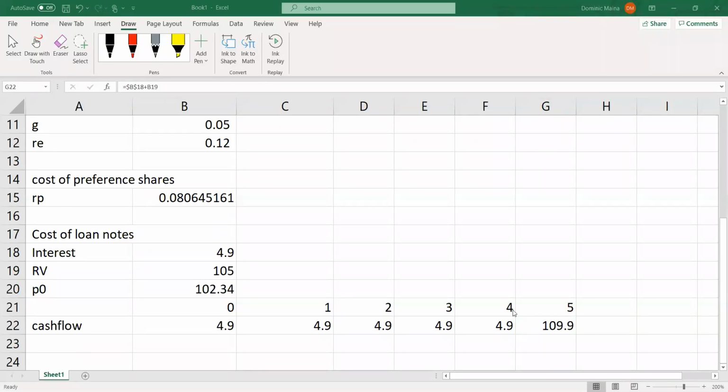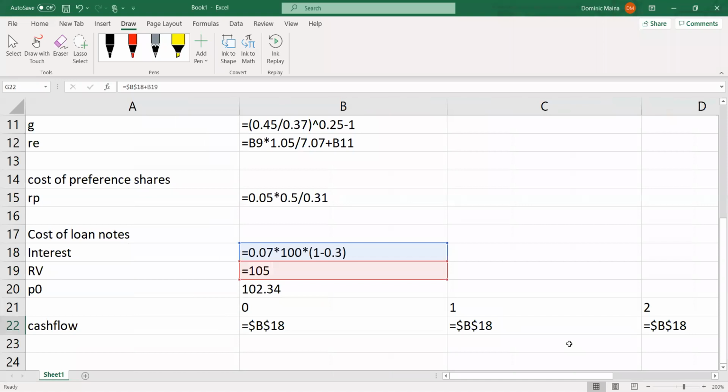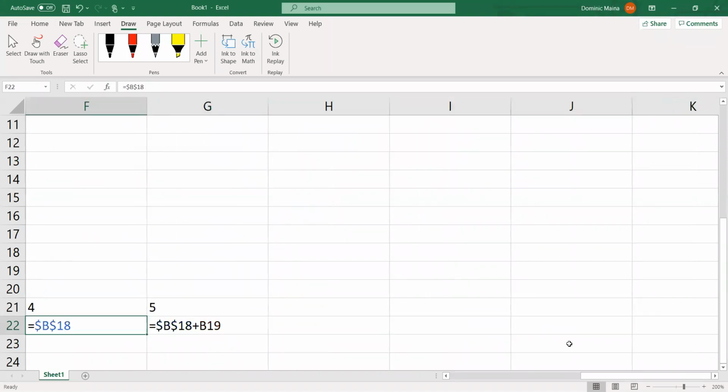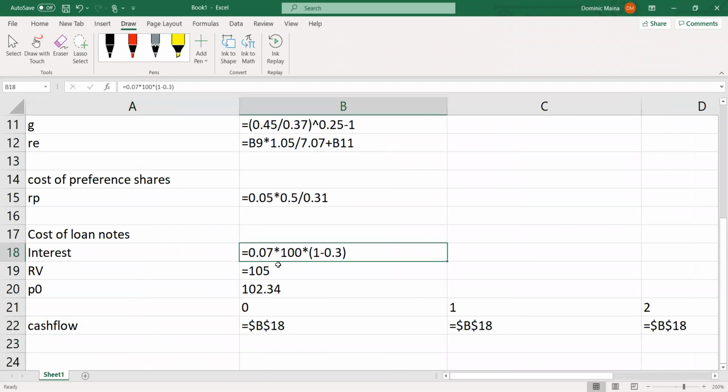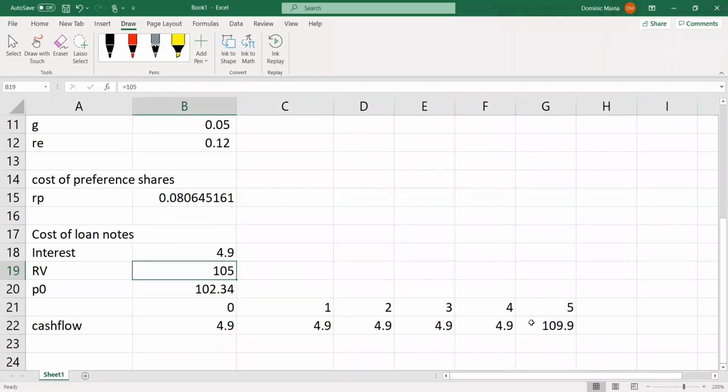So let me just show you the formula I just did in year 5. This is the year 5 cash flow. It is cell 18 plus 19, this is 18 and this is 19, the interest plus the redemption value, the final year cash flow. And that's therefore the final cash flow.